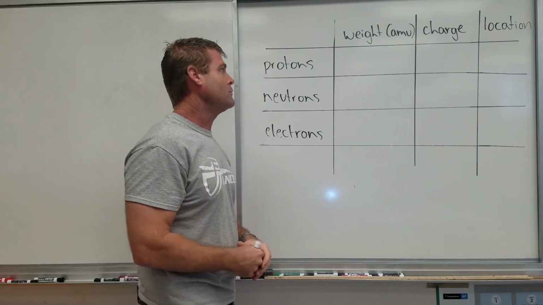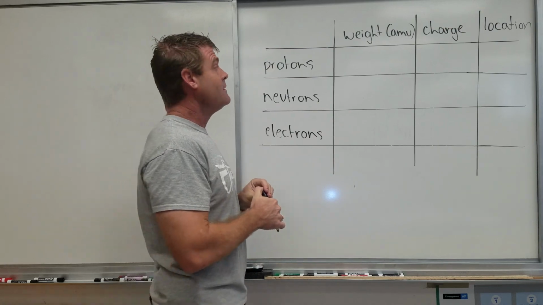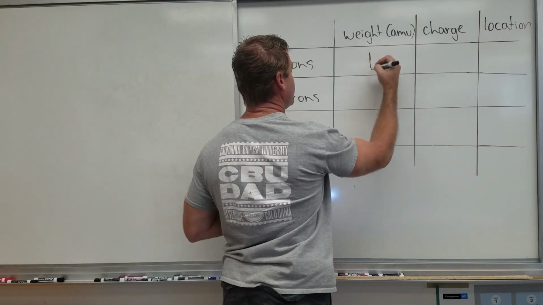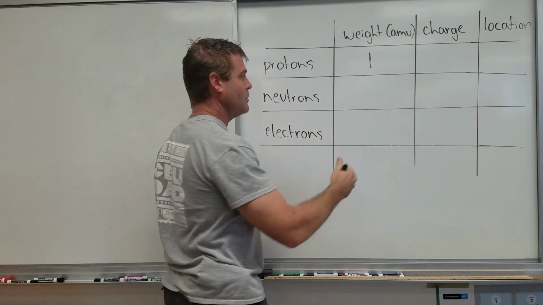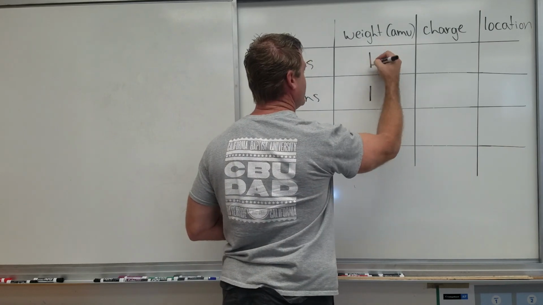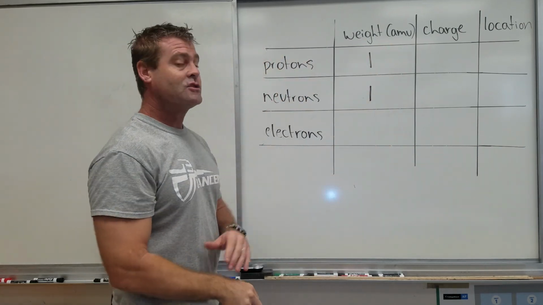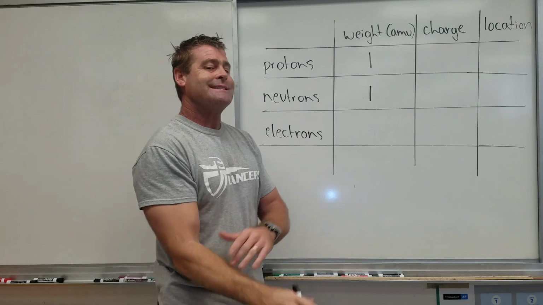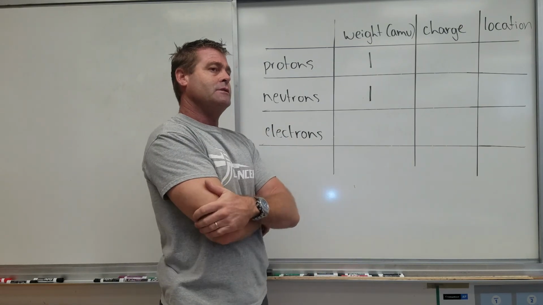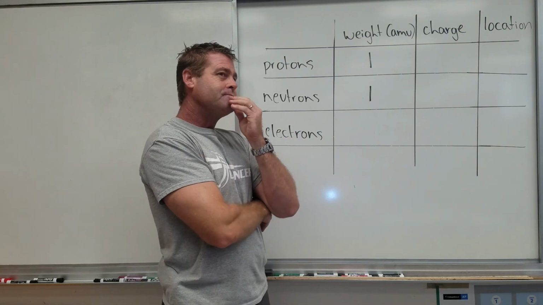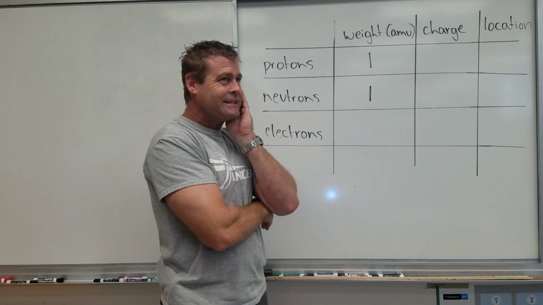It's a theoretical unit. Protons, for the most part, weigh 1 AMU. Neutrons have a similar weight. They have essentially a weight of 1 AMU. Now electrons, we would say the weight of electrons is negligible. That's a good SAT word. You might have to know what that means, negligible.